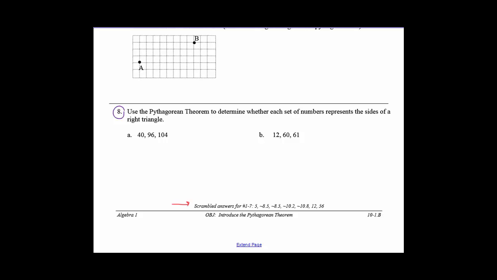So you might be looking at question A here and asking yourself, well, how do I know what the legs are and what the hypotenuse is? Well, the hypotenuse always has to be the longest side. It's across from the 90-degree angle. So we can tell that 104 would have to go in the place of the hypotenuse. So you can set this problem up as 40 squared plus 96 squared equals 104 squared. And basically you want to know, is it true? Does it equal? So as you calculate that out, if it does equal, then you know that these numbers can represent the sides of a right triangle. Or they do represent the sides of a right triangle.